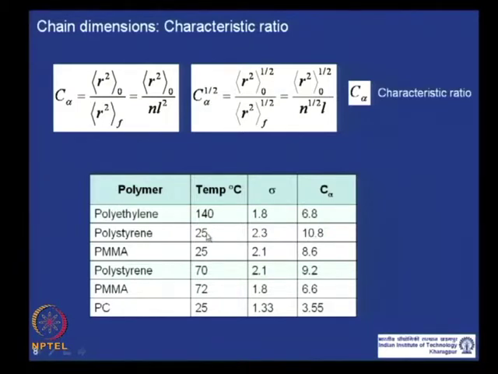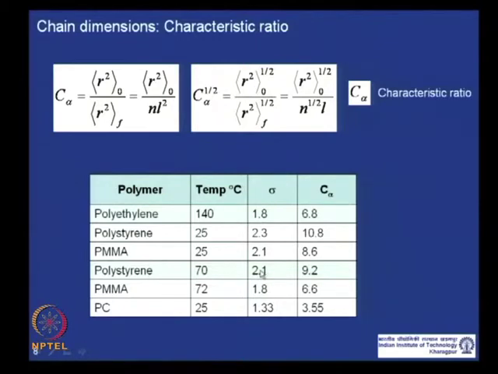Now, if you compare different temperatures, you take polystyrene at 25 degree centigrade and polystyrene at 70 degree centigrade. Obviously, if temperature goes up, you expect that the restriction for single bond rotation would come down, because you have more kinetic energy at higher temperature. So, the polymer actually becomes less stiff, and these numbers also tell that: the steric factor for polystyrene is 2.1 here at the higher temperature and the characteristic ratio is 9.2, compared to the lower temperature. Same is the case for PMMA. If you compare the numbers between 25 and 72, PMMA is less stiff at higher temperature because the rotational restriction comes down as we increase the temperature.